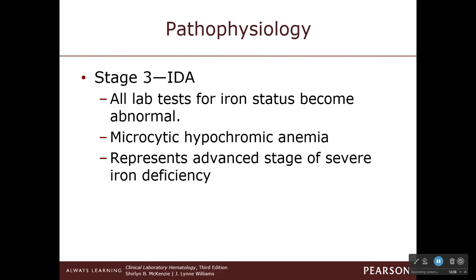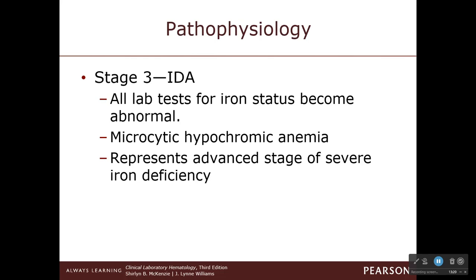Stage 3. Once we reach stage 3, we have full-blown IDA, iron deficiency anemia. All lab tests for iron status are abnormal at this point. You're going to see microcytic hypochromic anemia, and this represents an advanced stage of severe iron deficiency. Once you get to that point, you're in dire need of iron, so either iron supplements or iron transfusions, injections, however they want to do it, will need to be given. Any questions about pathophysiology?